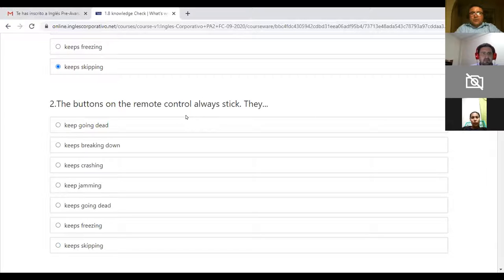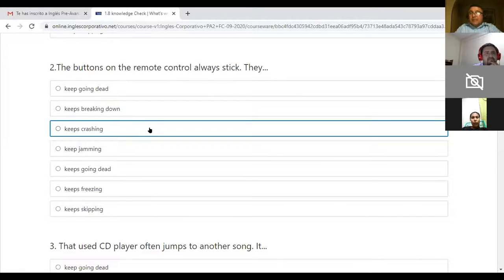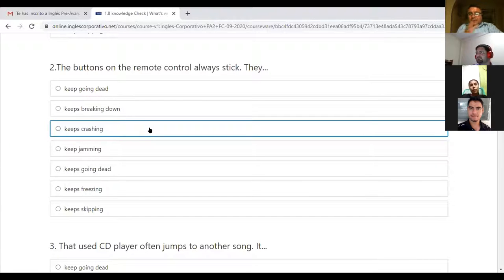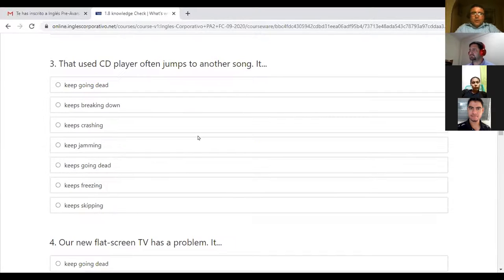The buttons on the remote control always stick. They keep jamming. Right. Now remember, in this case, the letter S does not apply to the verb because you apply the S when you're talking about he, she, it. Okay. What about question three?